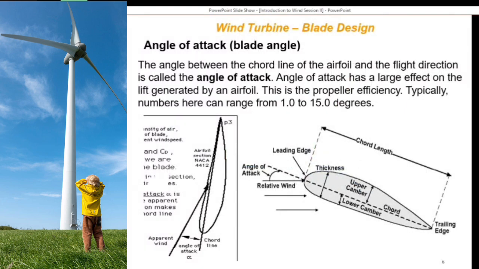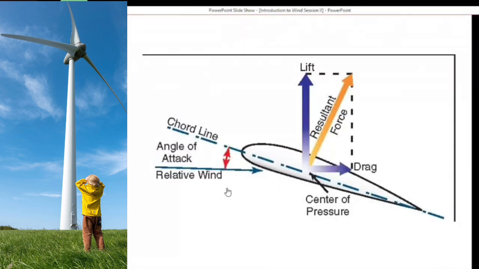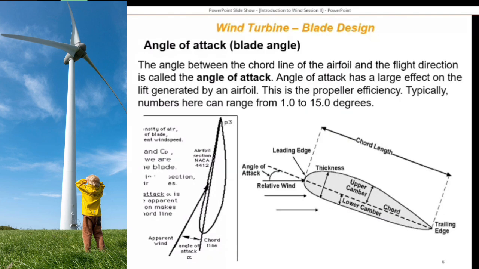And then the angle of attack, which is just the blade angle, depends on the position of the blade relative to the wind. The relative wind is just like a wave, which will hit the blade. It will of course hit at a certain angle. If it does not hit at a certain angle, the blade will never rotate.